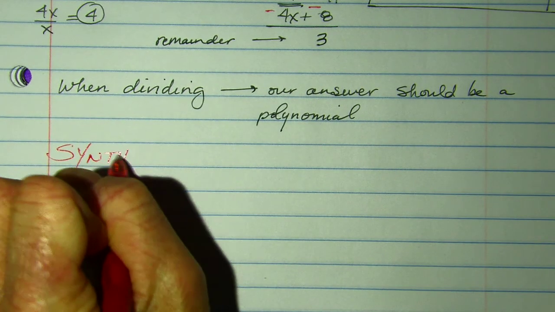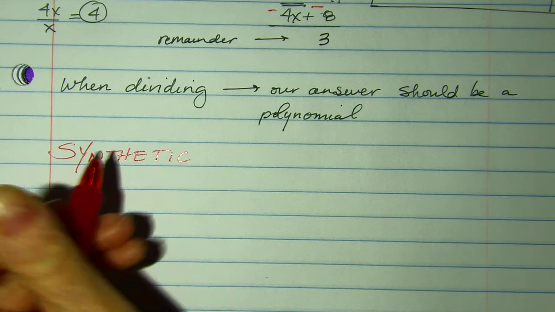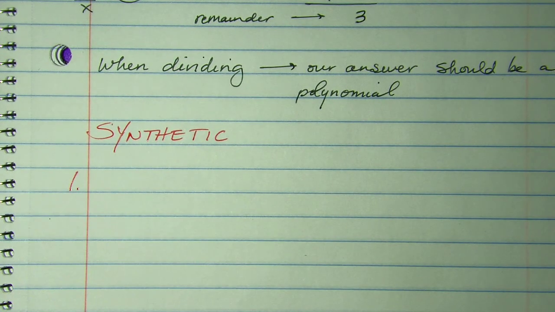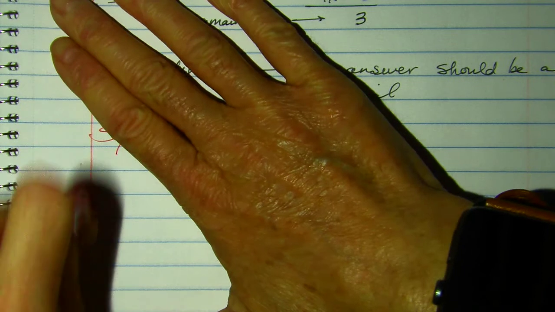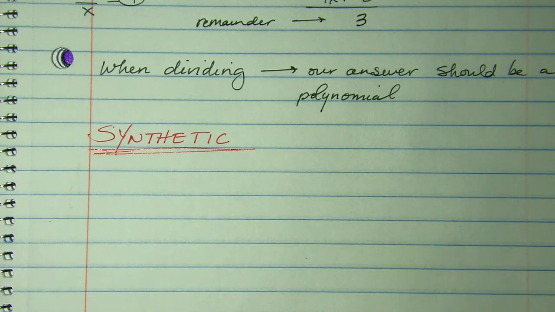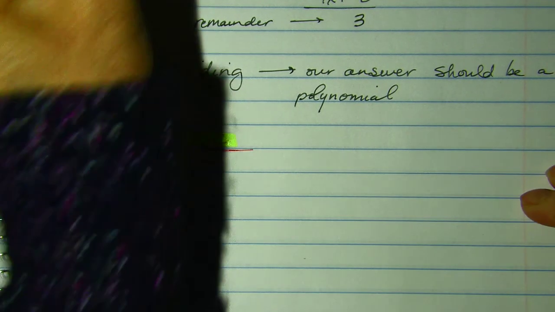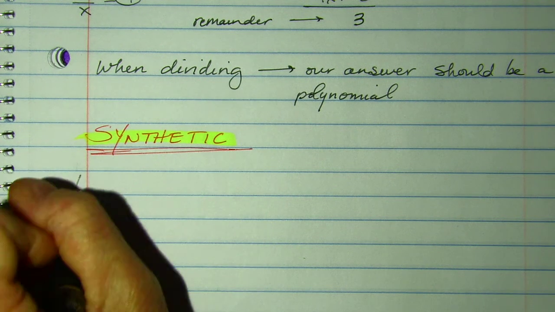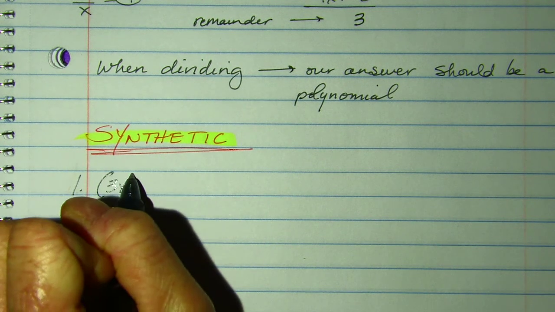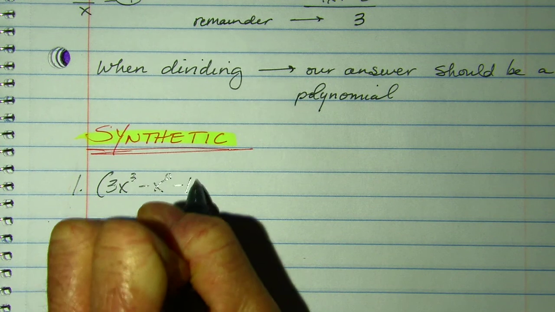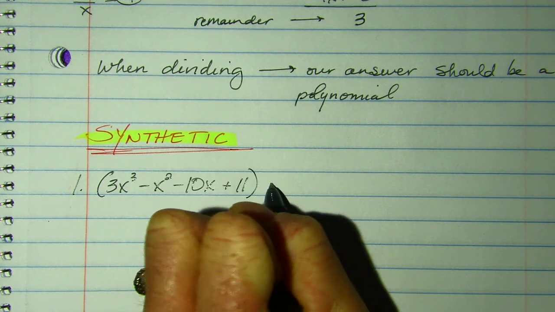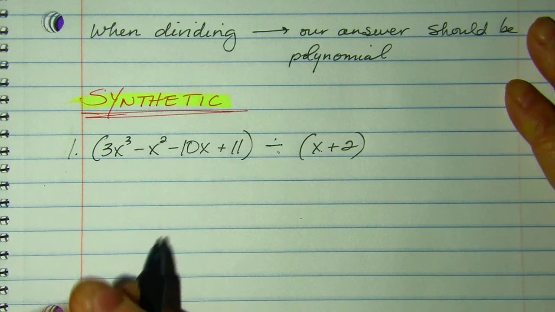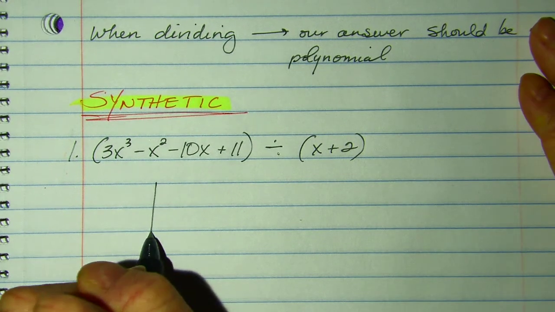synthetic. Hopefully you're watching this video. So here we go. We're going to do the same. This is example 1. We're going to do the same polynomial from up above. So this up here was long division. This is synthetic. So we're going to do the same problem: 3x cubed minus x squared minus 10x plus 11 divided by x plus 2. So I'm going to go over how to set it up. You're going to draw like this long L.